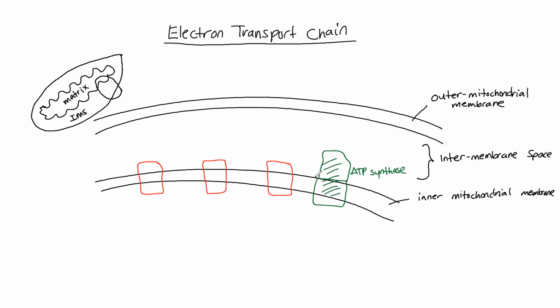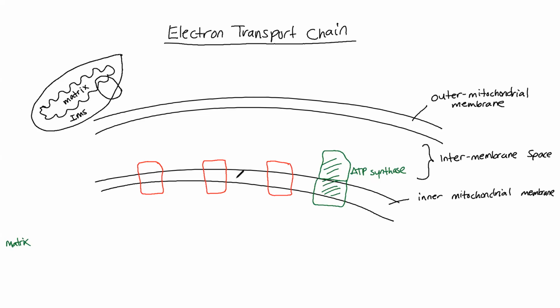We also want to establish that there is a gradient in between the inner membrane space and the matrix. So remember, down here is the matrix. Let's label this here somewhere. So here's the matrix, which is this central region. So just to bear that in mind.